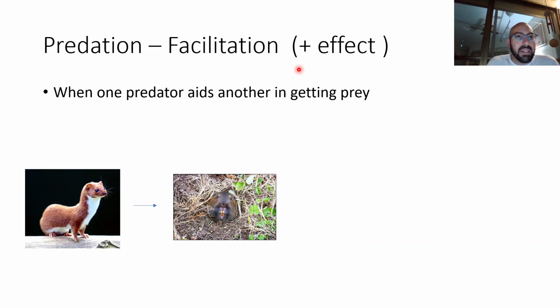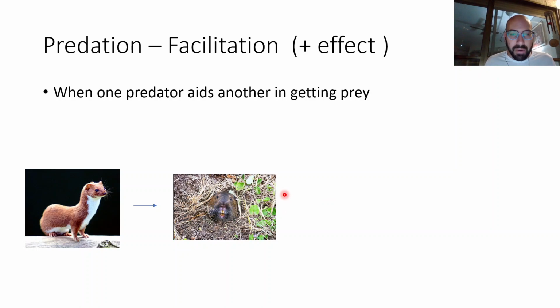Some of them can be within predation, which is called facilitation. Essentially, that is a positive effect. In other words, where one predator might aid another predator to get its prey. So let's say we've got a weasel, and he's going after this gopher in the hole. Okay, this little gopher is sitting there. The weasel can get into the holes and eat the gophers.